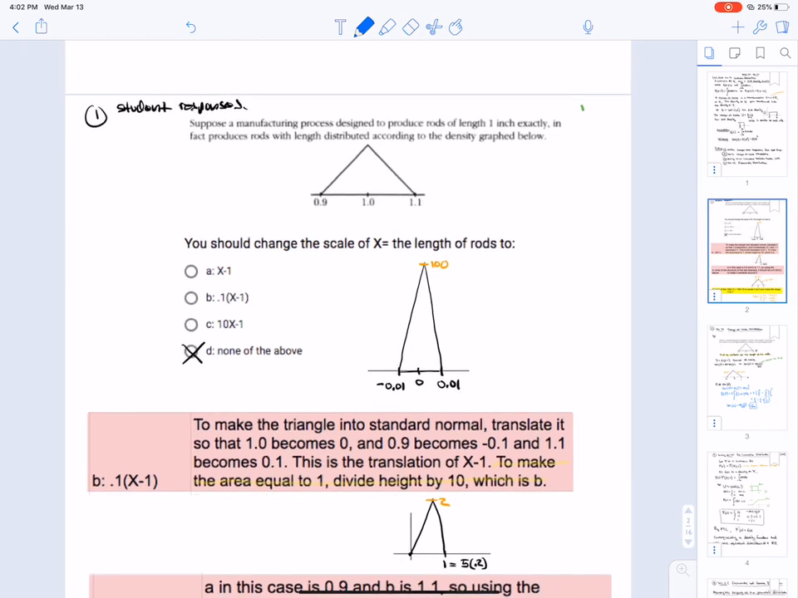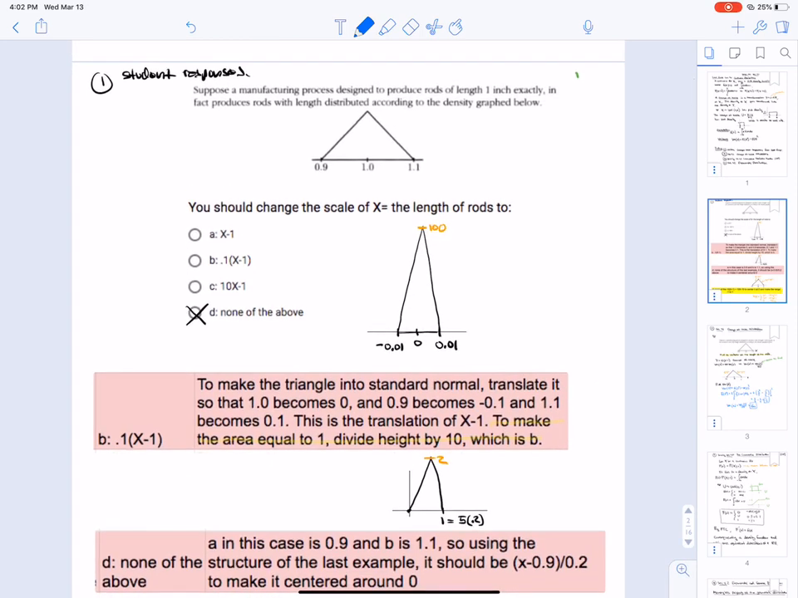So remember the concept test from last time. Suppose a manufacturing process designed to produce rods of length 1 inch exactly, in fact produces rods with length distributed according to the density graphed below. So this density here, to be a density, it must have height 10. And basically the question is, which change of scale do we want so that the density is going to be as nice as possible?